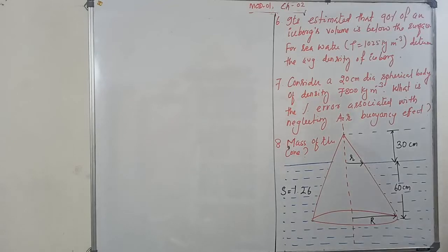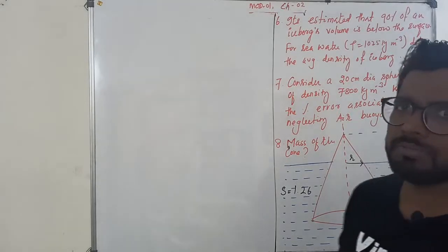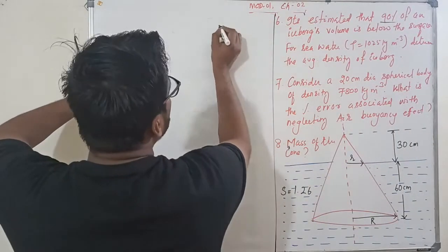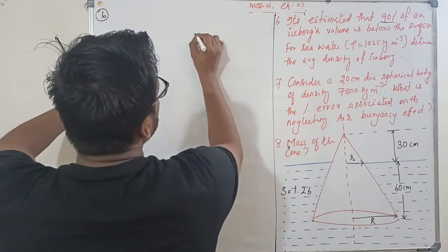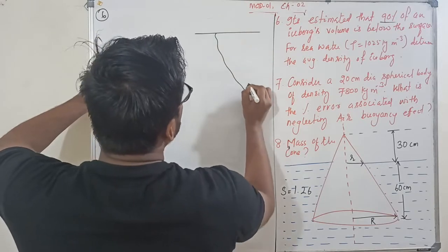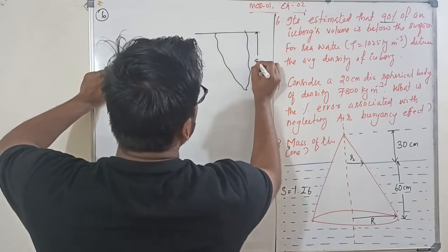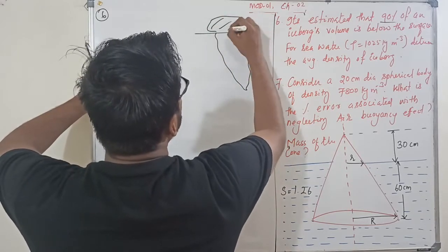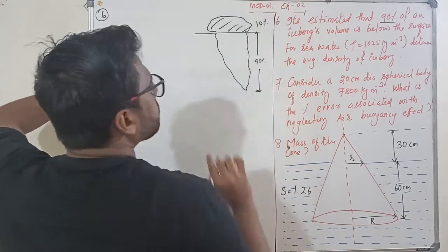So now let's consider this problem, question number 6. Same as the iceberg problem. They are telling that 90% of your iceberg is inside. That means outside, how much of the iceberg do you have? Only 10% is outside.